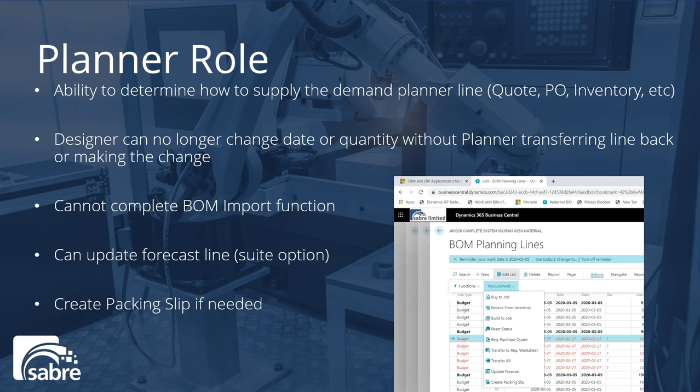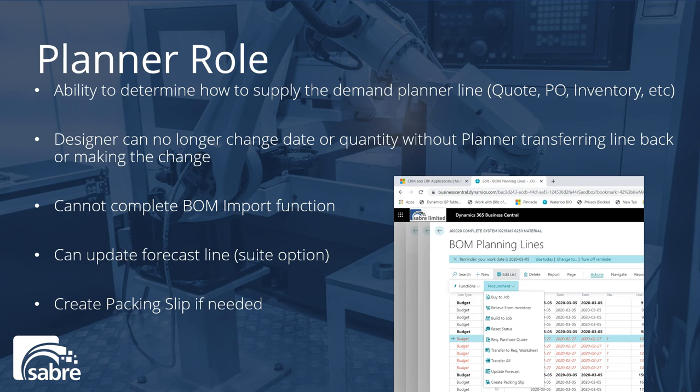So what can a planner do? They have the ability to determine how we're going to meet the demand of the BOM planning line that was added by the designer. So they can decide that they want to create a purchase quote. They can create a purchase order and buy directly to the job. They can decide that they want to relieve it from inventory that they currently have on hand in that location.